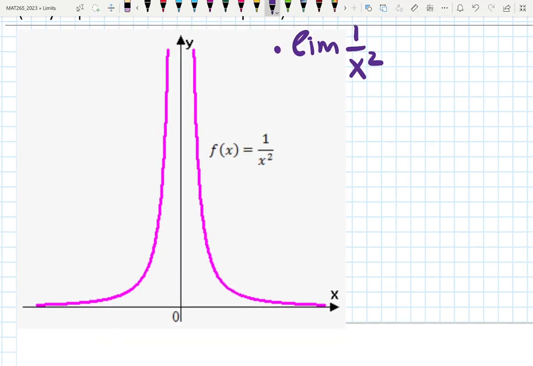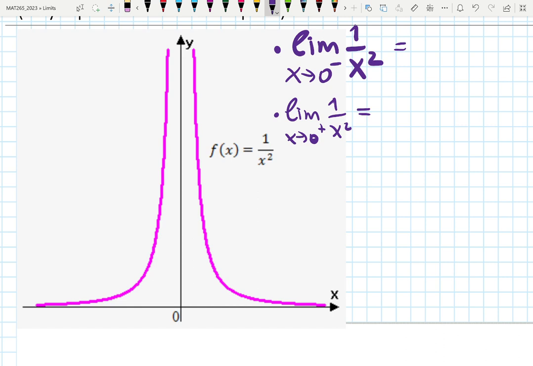Now, let's find the limit of 1 over x squared when x approaches 0. Well, we cannot do it right away. We need to figure out left and right limit. Let's do left limit first. X approaches 0 from the left. And then after that, let's do 1 over x squared. X approaches 0 from the right. Like so.